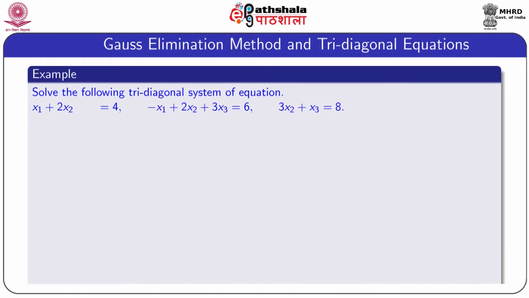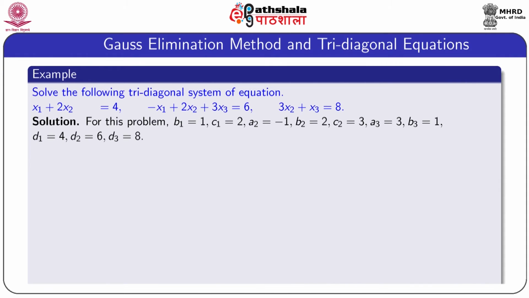Now let us consider one example to illustrate the method to solve a tridiagonal system of equations. In this case, three equations are considered containing three variables. So for this problem, b1 equal to 1, c1 equal to 2, a2 equal to minus 1, b2 equal to 2, c2 equal to 3, a3 equal to 3, b3 equal to 1, and the right hand vector d1 equal to 4, d2 equal to 6, and d3 equal to 8.